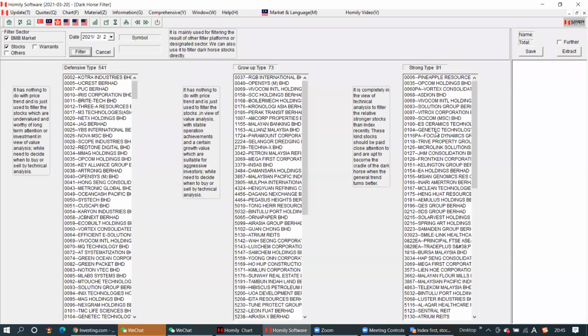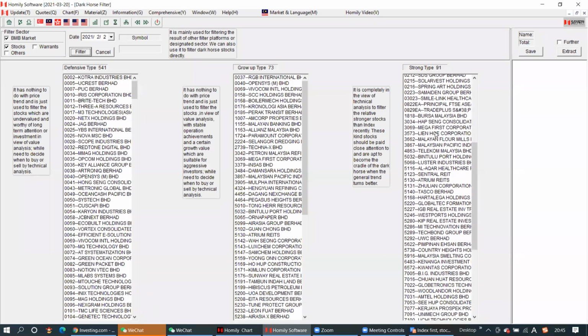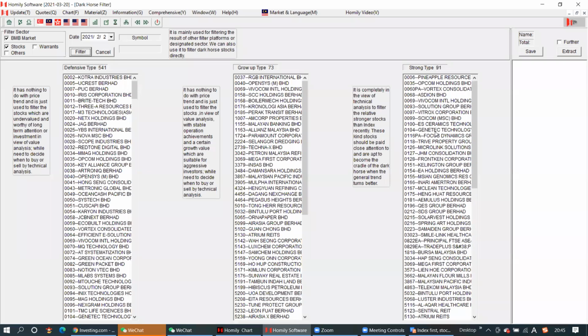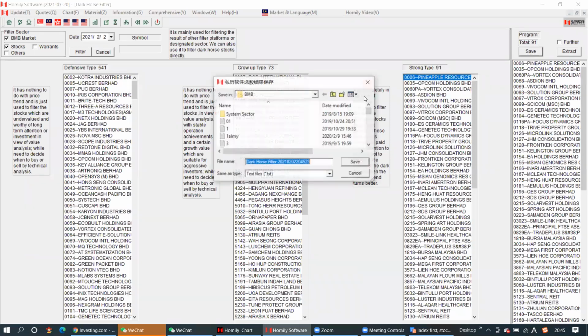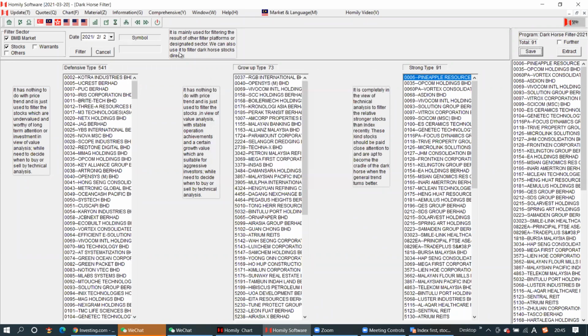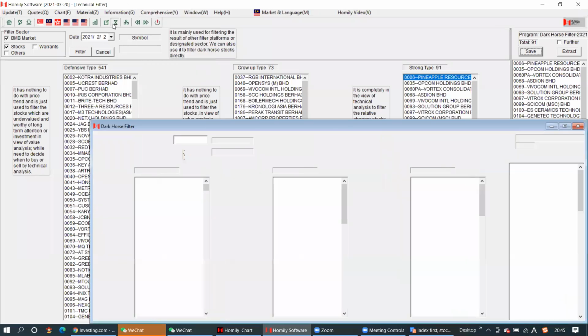Because all these shares are already filtered out for you: when our KLCI is decreasing, some of these shares are still increasing. So this one is stronger than our KLCI. So just double click here. Okay, double click. So we come to save. Just save only. So we come to the comprehensive technical filter, or just press this icon.